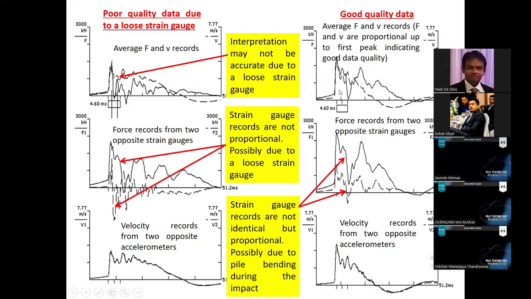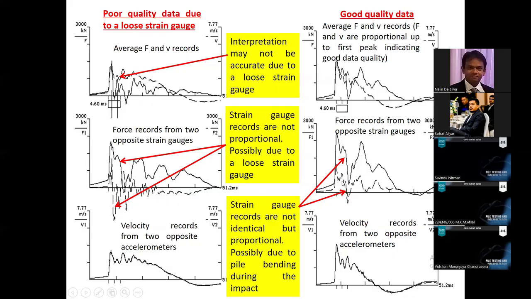Okay. Then the records shown on the right hand side, you can see up to the first peak, identical response. Then after that, there is a separation. So this is indicating good quality test data. This one, the force records from two opposite strain gauges are not equal to each other. They are proportional to each other, you can see the same pattern, but they are not identical.